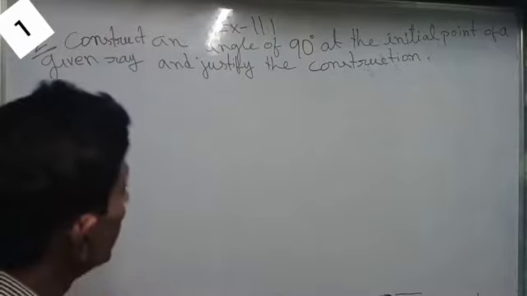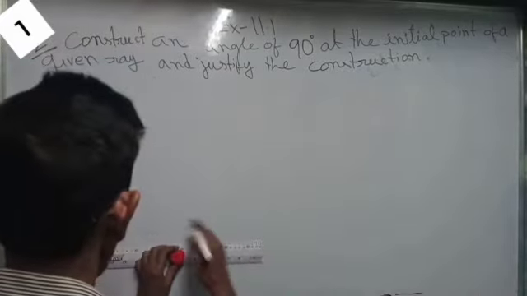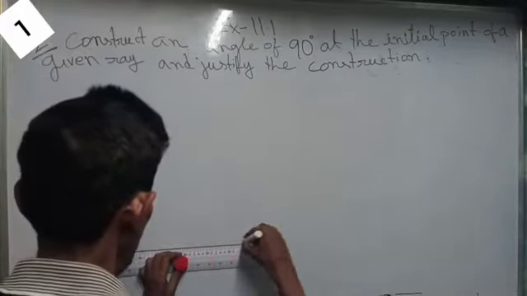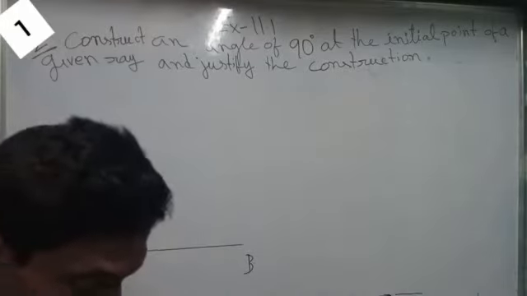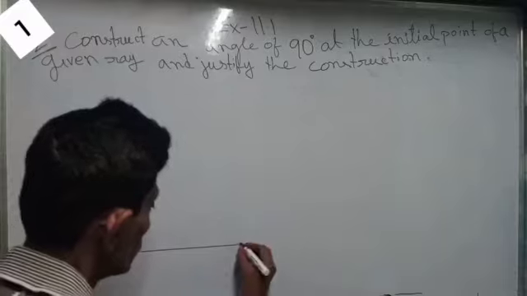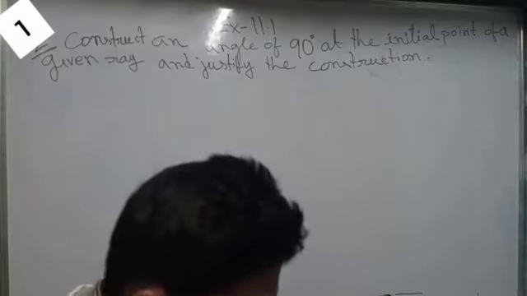Taking a ray AB, from A as a center with any radius, draw an arc. This arc cuts AB at C. From C as a center with the same radius, I have drawn another arc. This arc cuts the previous arc at D.